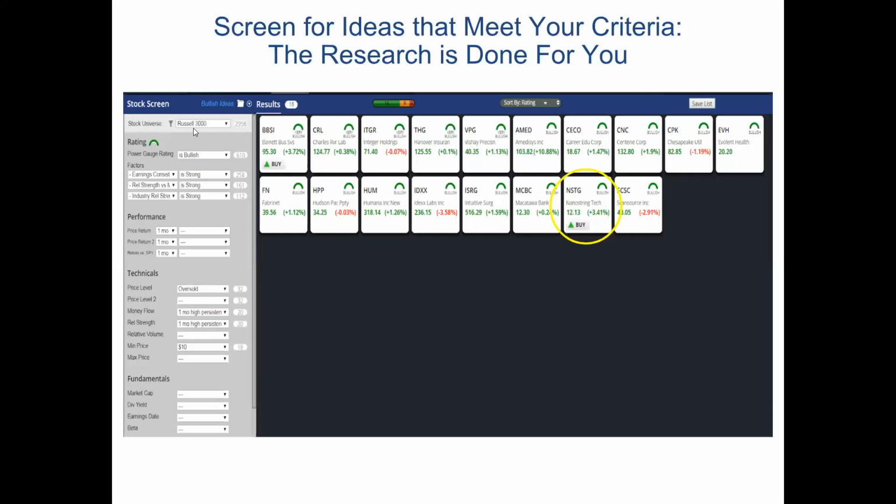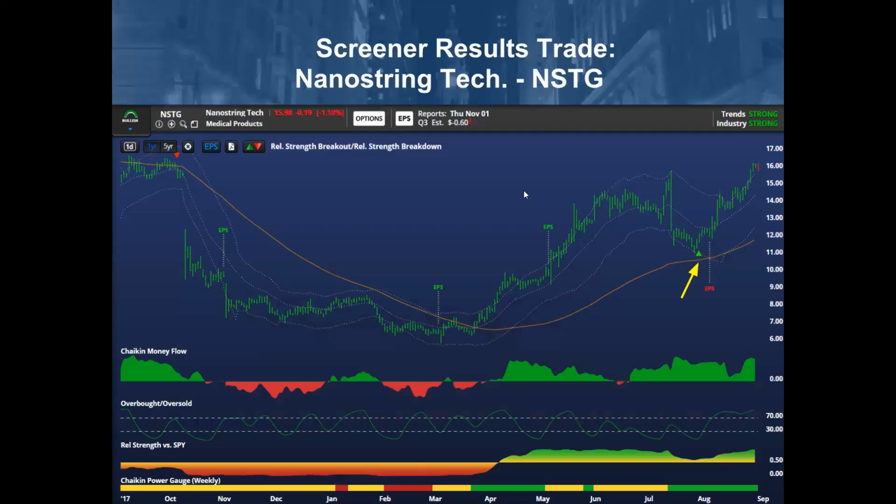And you can see I was using the Russell 3000 as my starting point. So we have 2,958 stocks, and I was very quickly and very easily able to whittle that list down to 18 names for potential long ideas based on the screening criteria and the stock having a bullish Chaikin Power Gauge rating. And one of the names that we identified on this screen had actually triggered a buy signal that day, NanoString Technology. So when I dug in and looked at it, I was able to implement my process.